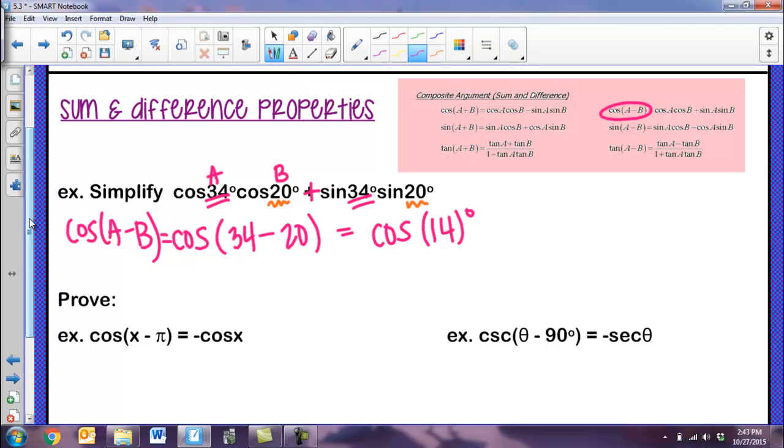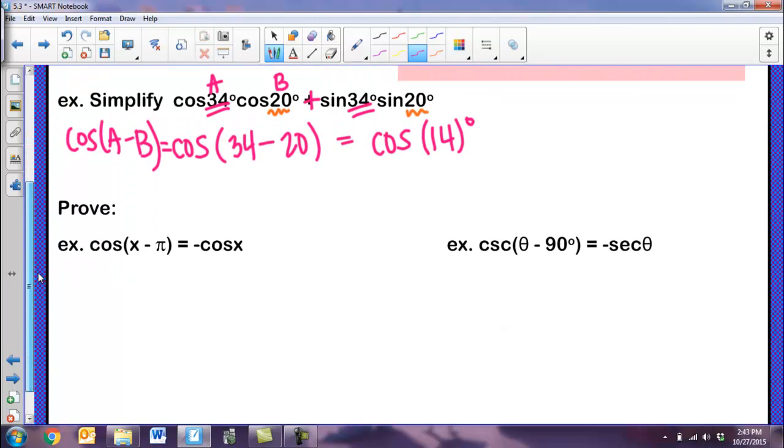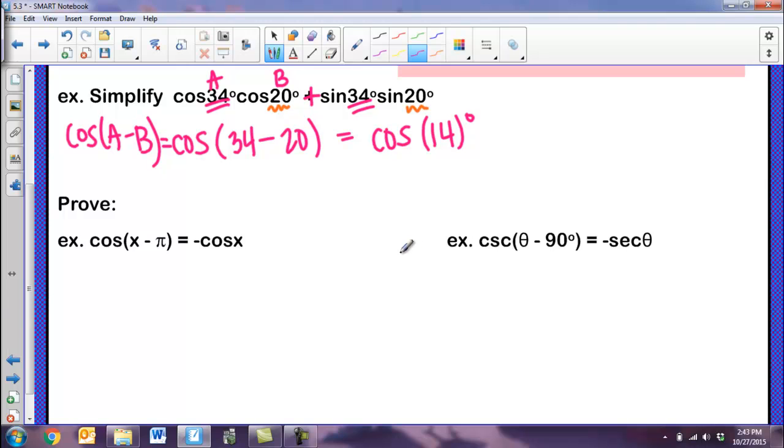Alrighty, and so we are going to use these sum and difference properties in order to prove a couple more identities, prove some more statements. So basically these are going to end up being some exact value practices. So when I'm looking at the cosine of x minus pi, remember I can't just distribute over the parentheses. So I'm going to use my formula chart in order to expand this and see if I can make it equal the right side.